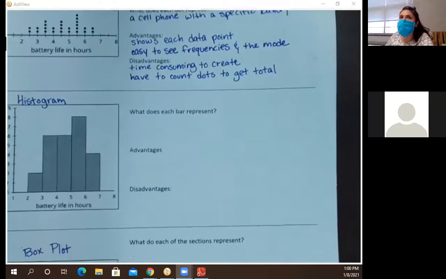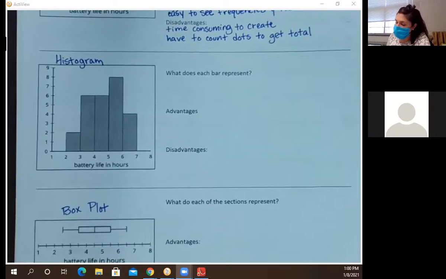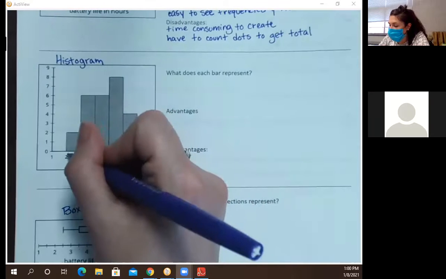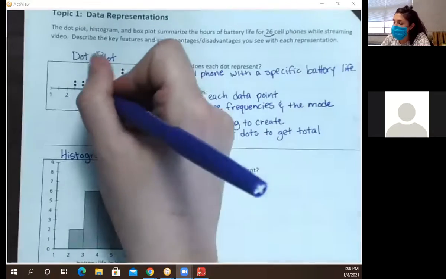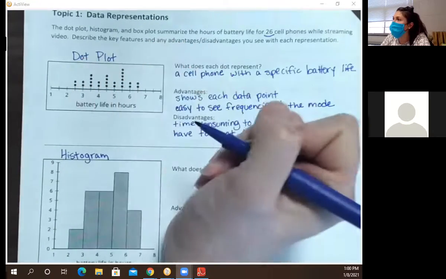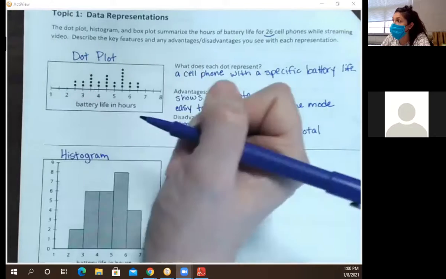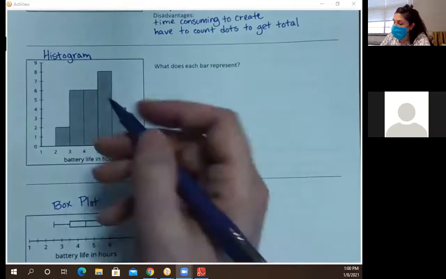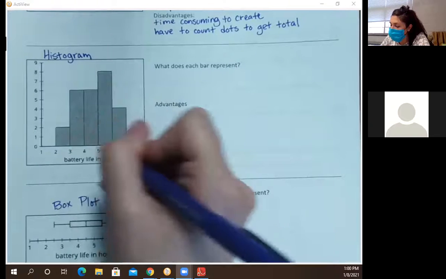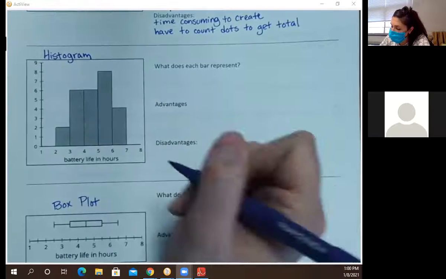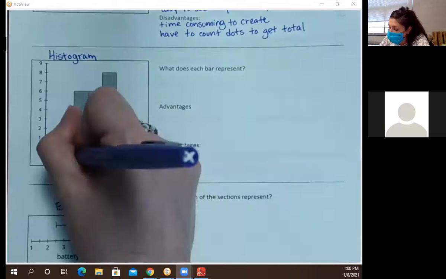Okay, let's talk about histograms. So I want you to notice for a histogram, we've got sort of a range that's included here. We know from our dot plot that we did battery lives in half-hour increments, right? 2.5 hours or 3 hours, 3.5 or 4. For our histogram, we go from 2 to 3, from 3 to 4 hours, from 4 hours to 5 hours. This sort of grouping that we create here is called a bin.